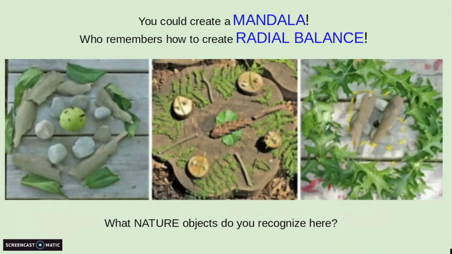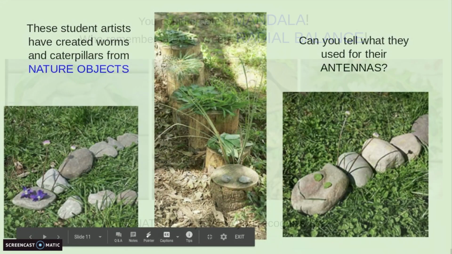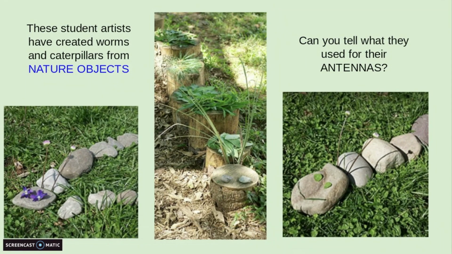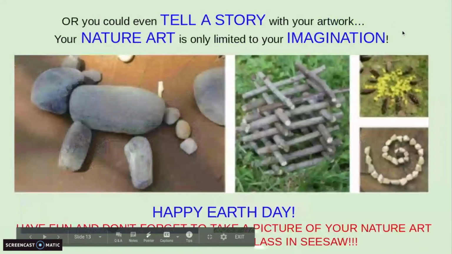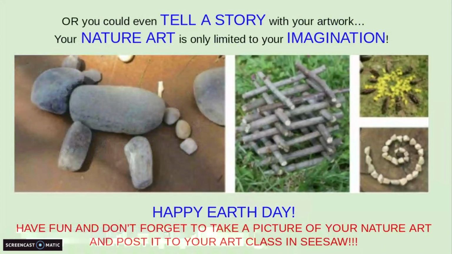What nature objects do you recognize here? These student artists have created worms and caterpillars from nature objects. Can you tell what they used for their antennas? You can make your own spiral or even a flower. Or you could even tell a story with your artwork. Your nature art is only limited to your imagination.